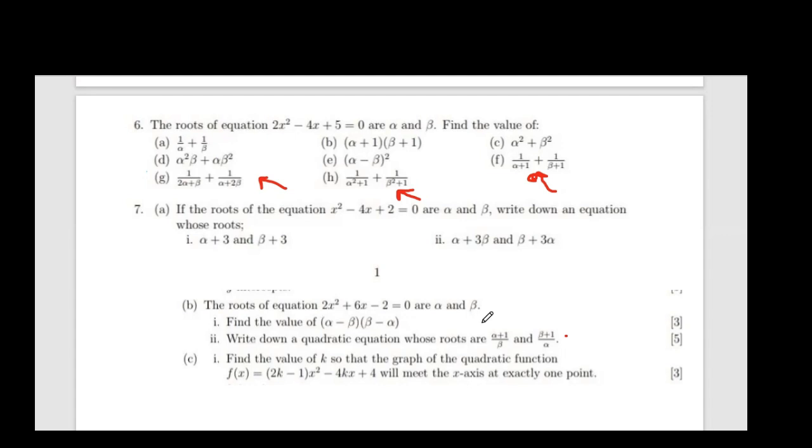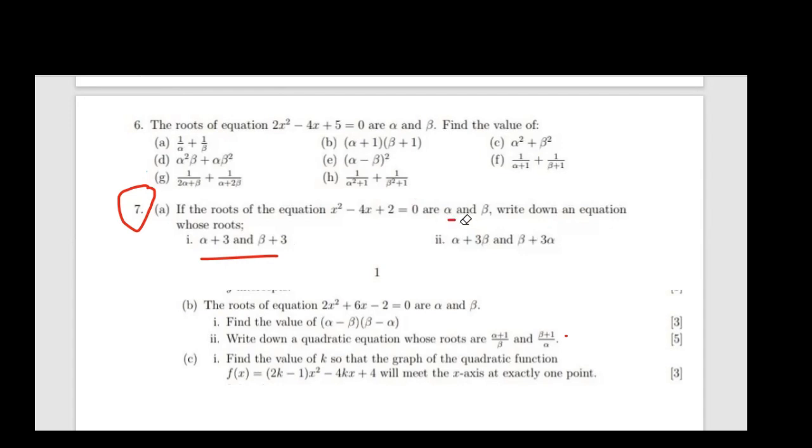Okay, so it means in the next session, we're going to do the same topic, but now we'll look at how to find a new equation from the given roots, okay? For example, like this question 5 here. They're saying if the roots of this equation are alpha and beta, write down an equation whose roots are this and that, okay? So next time when I come, okay, I think I can even solve it right now, so that next time we move to another topic. Okay, so let's solve question 7 as our last question here.